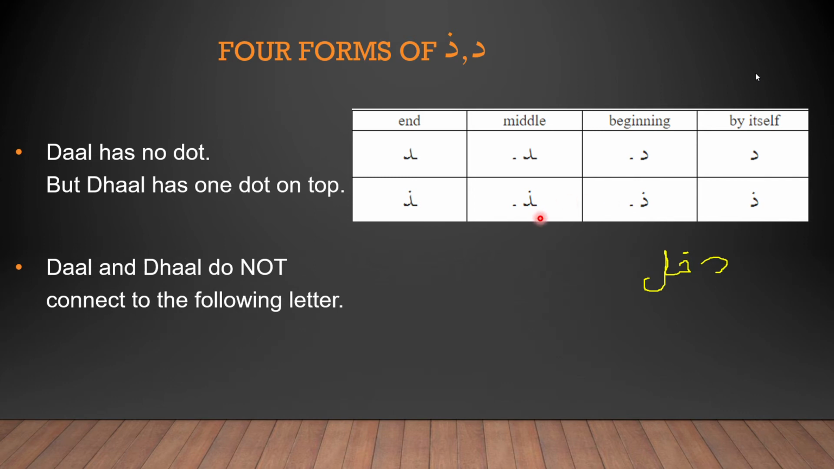In the middle form, we see that there's an extension, just like dal got an extension. And at the end, zal looks exactly the same as the middle form. So we can see that in each and every form, both the letters dal and zal look exactly the same. The only difference between them is that there is a dot here and there is no dot here.